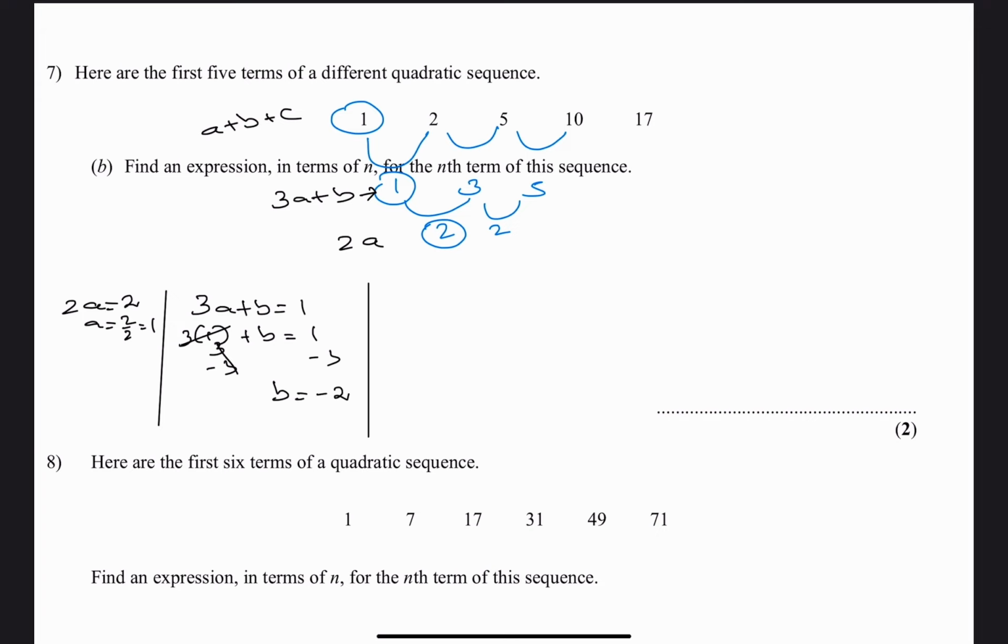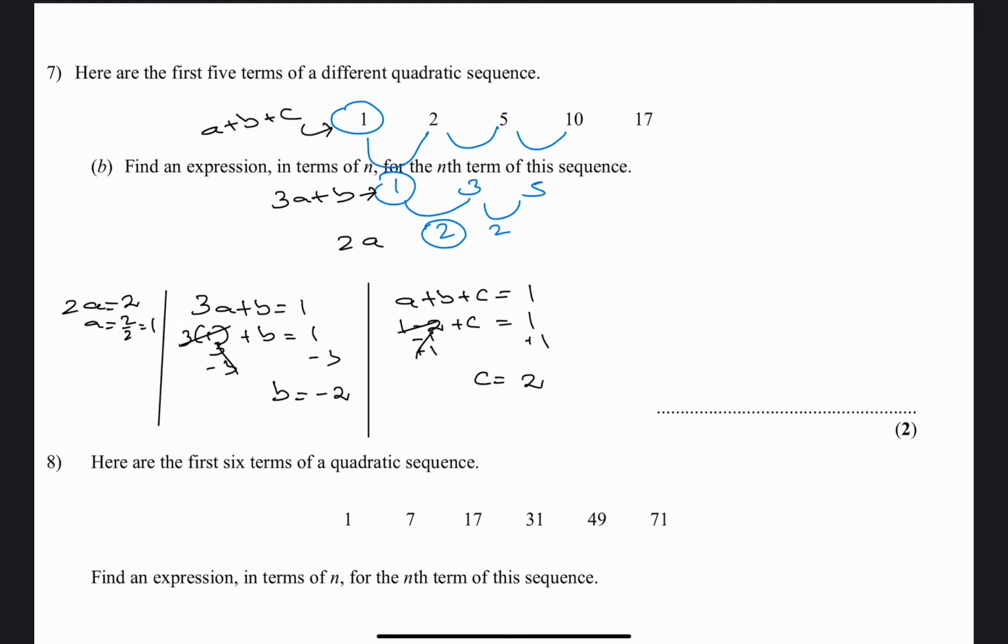Next one. a plus b plus c equals how much? 1. a is 1, b is minus 2, plus c equals 1. 1 minus 2 is minus 1, but how do we cancel minus 1? Remember, it's the inverse. Plus 1. Cancel. c will give you 1 plus 1 is 2.